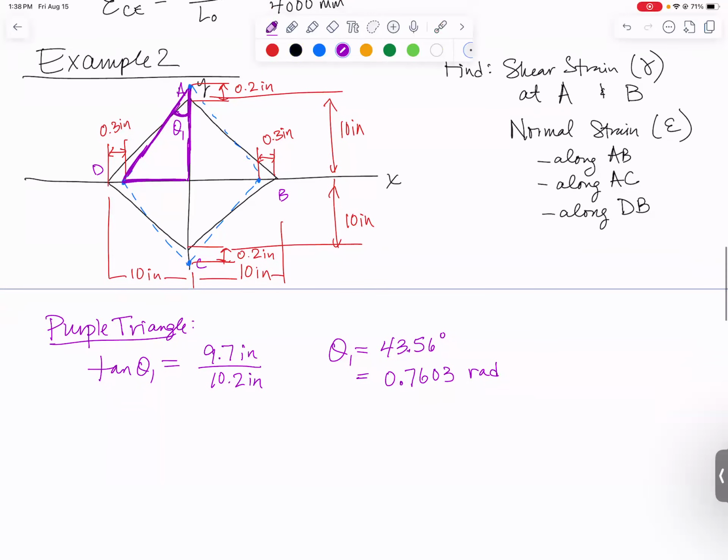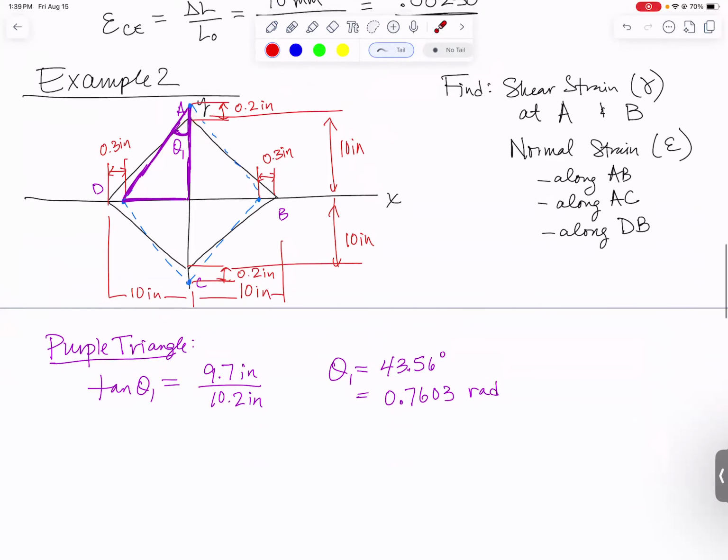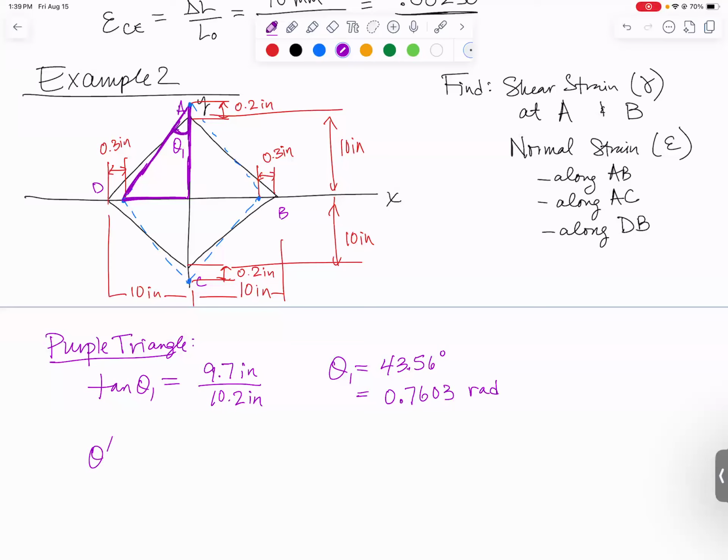Now we can actually find the shear strain at A. Do you see how we can find that out? The original angle at A was this whole 90-degree angle. To do this, I actually need the new angle at A. Can you see that that's going to be 2 theta 1? The new, we called it theta prime at A, is going to be 2 of those theta 1s, which comes out to be 1.521 radians. So that's theta A prime. That's the angle right up here.